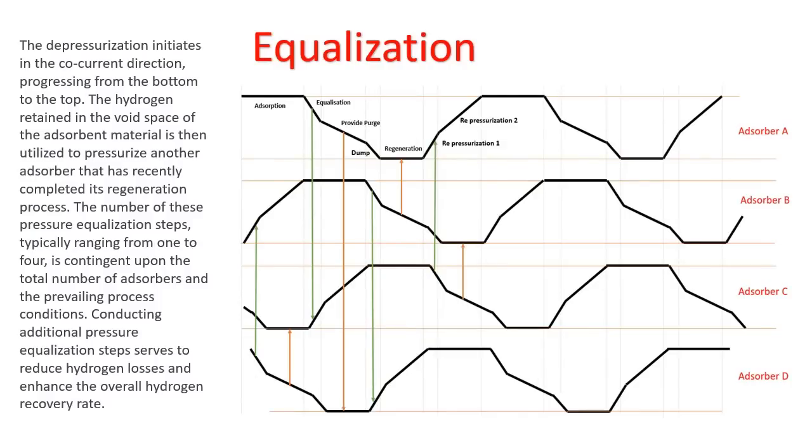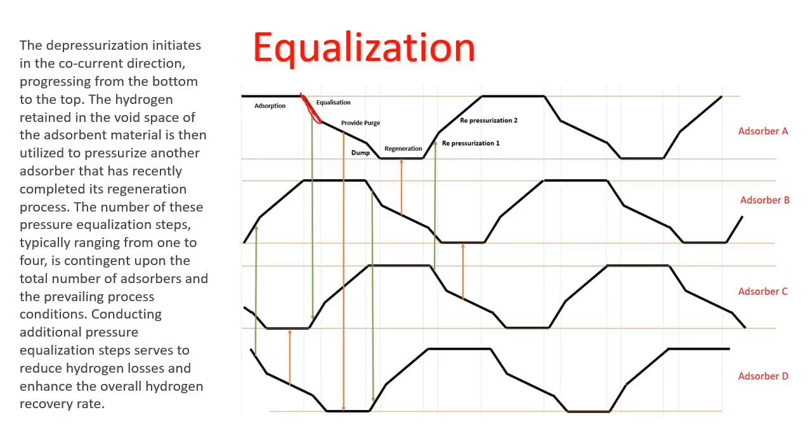So the first step within the depressurization section is equalization, right? Now the depressurization initiates in the co-current direction, progressing from the bottom to the top. The hydrogen retained in the void space of the adsorption material is then utilized to pressurize another adsorber that has recently completed its regeneration process. The number of these pressure equalization steps, typically ranging from 1 to 4, is contingent upon the total number of adsorbers and the prevailing process condition. Conducting additional pressure equalization steps serves to reduce the hydrogen losses and enhance the overall hydrogen recovery rate.